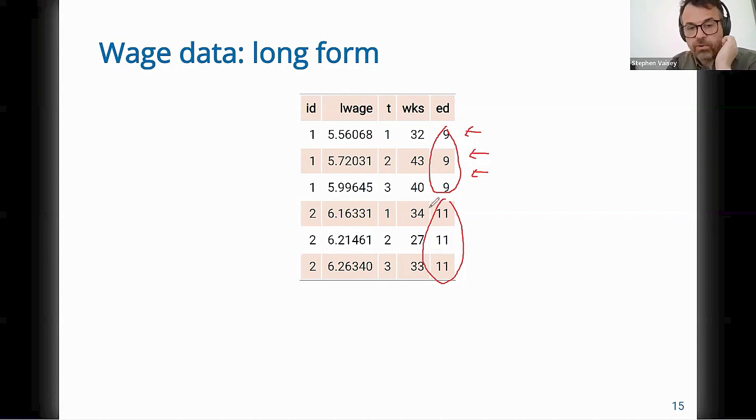So this is what's called long form data. So if we had 100 people, or 1,000 people, we could just keep going. Everybody gets 3 rows, and that's how the data are encoded. All right.